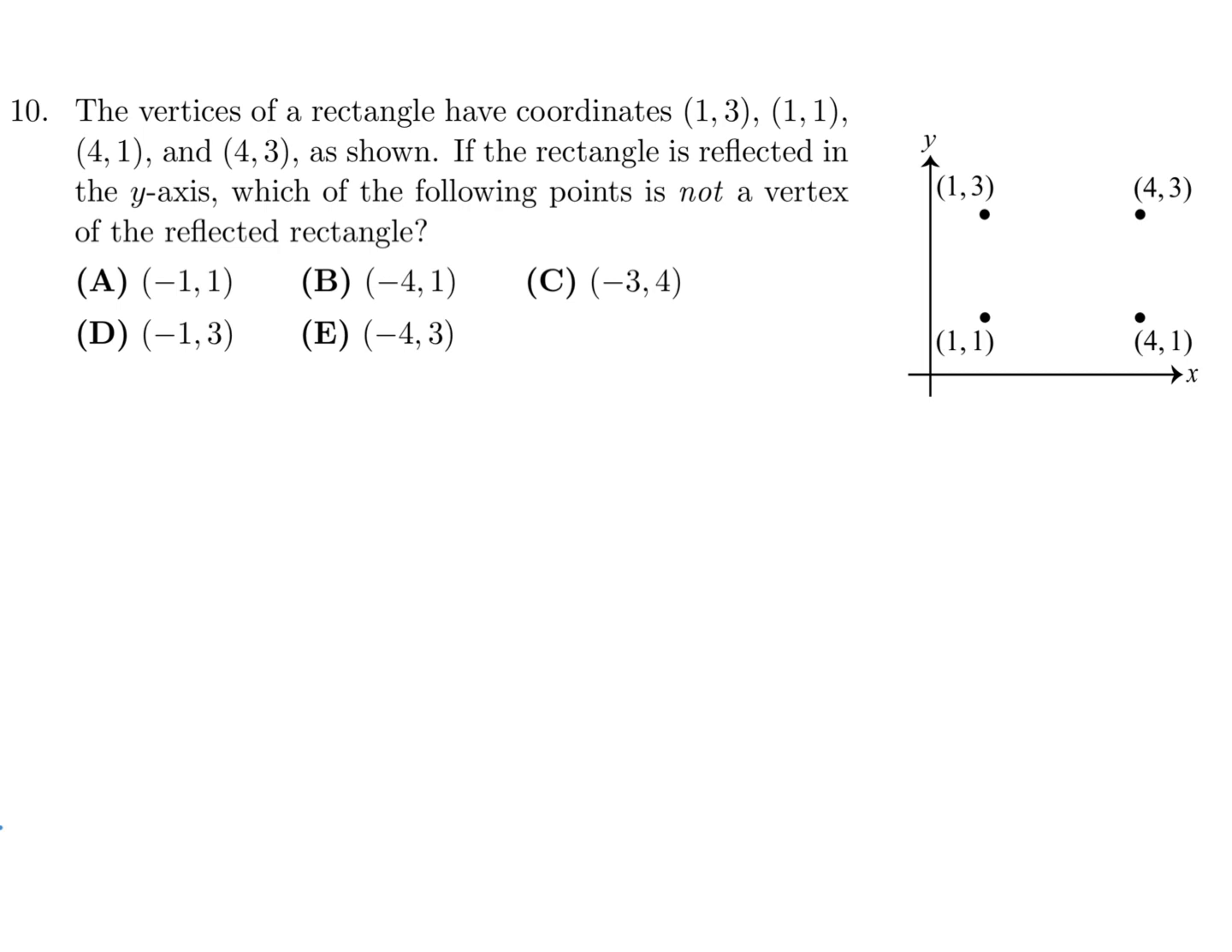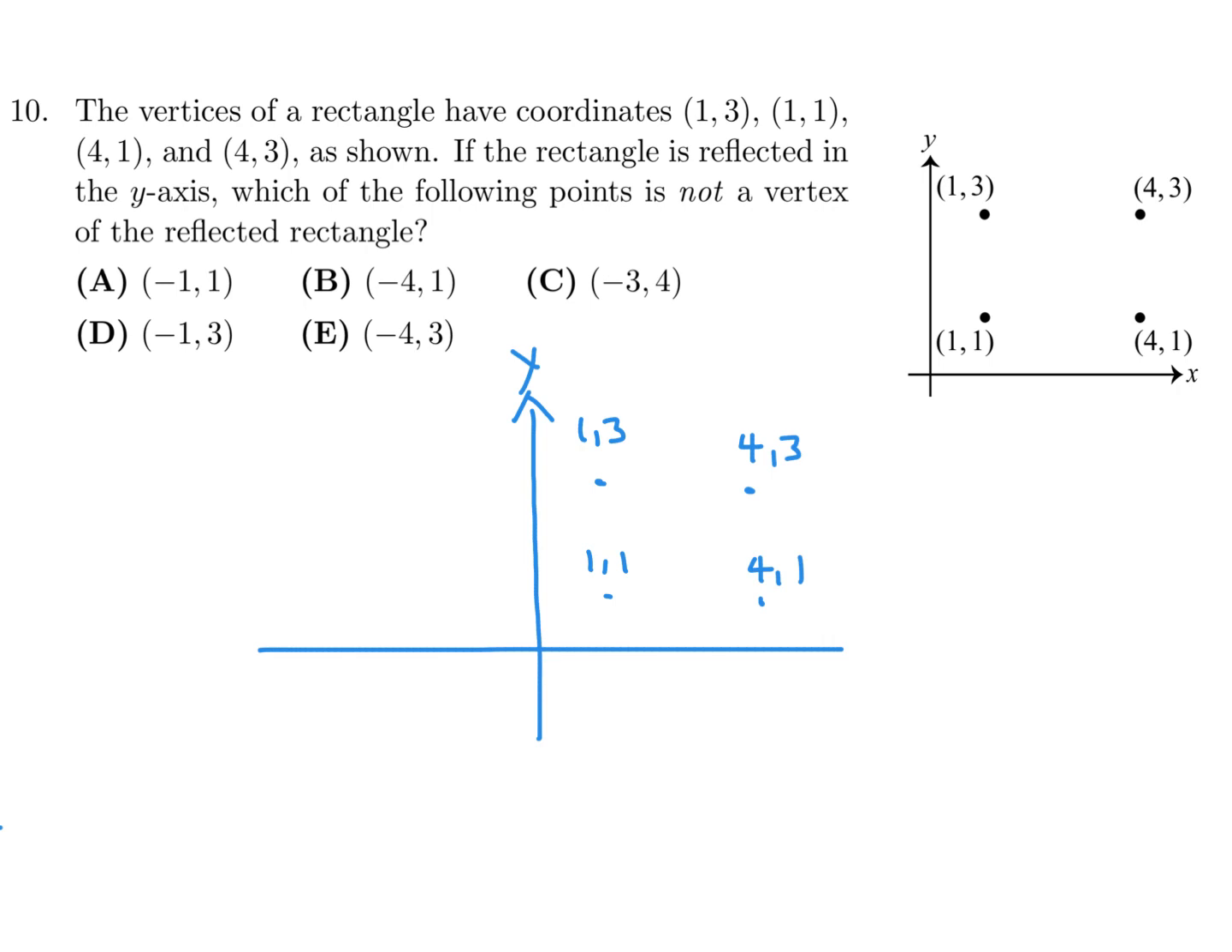The vertices of a rectangle have coordinates (1, 3), (1, 1), (4, 1), (4, 3). If the rectangle is reflected in the y-axis, which of the following points is not a vertex of the reflected rectangle? Okay, so let's see what we get. So let's put these vertices on: (1, 3), (4, 3), (1, 1), and (4, 1). Okay, and this is my y-axis, and we're reflecting like a mirror. So these are the points. And now let's label them.